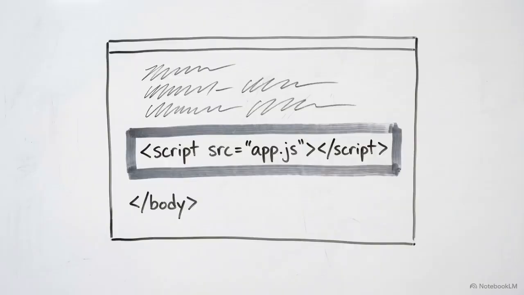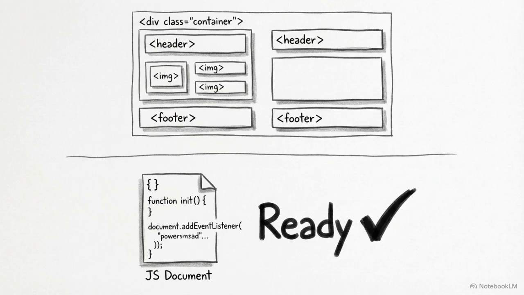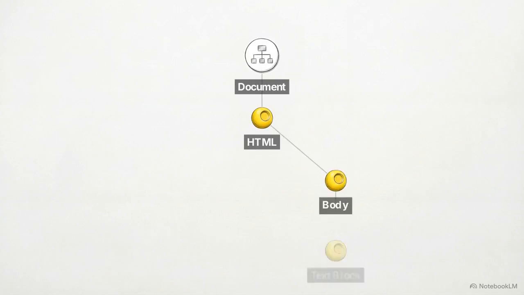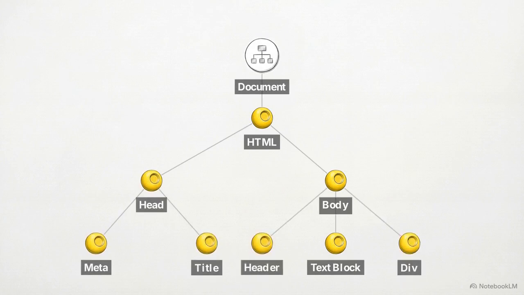Step 1 is linking our script. We must place our HTML script tag at the very bottom of the body section. This guarantees the browser loads all your visible elements before the JavaScript tries to interact with them. Our first goal is to update a text block within the DOM. The DOM, or Document Object Model, is the tree-like structure the browser uses to represent your HTML elements.